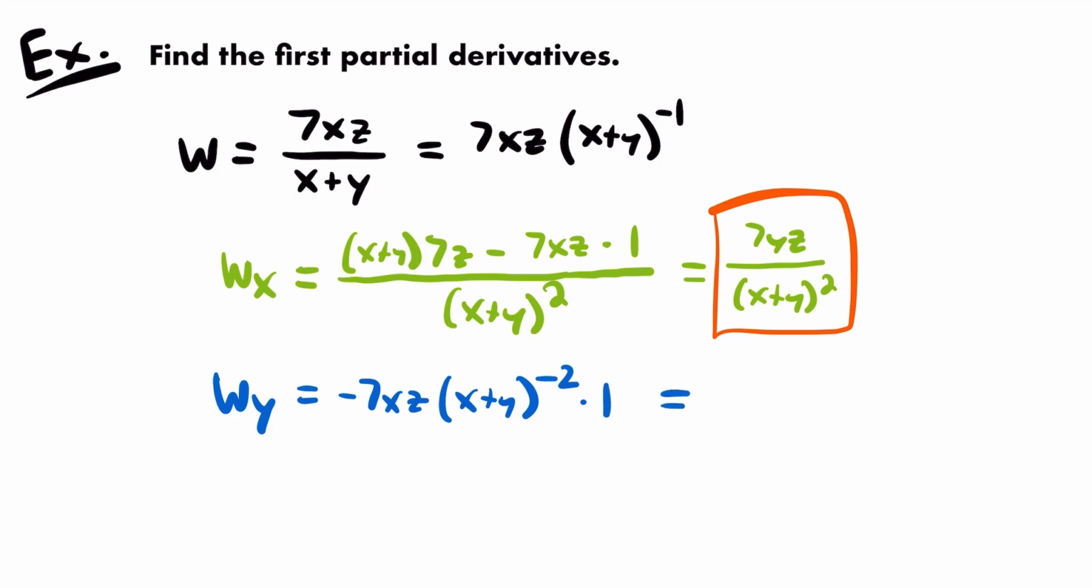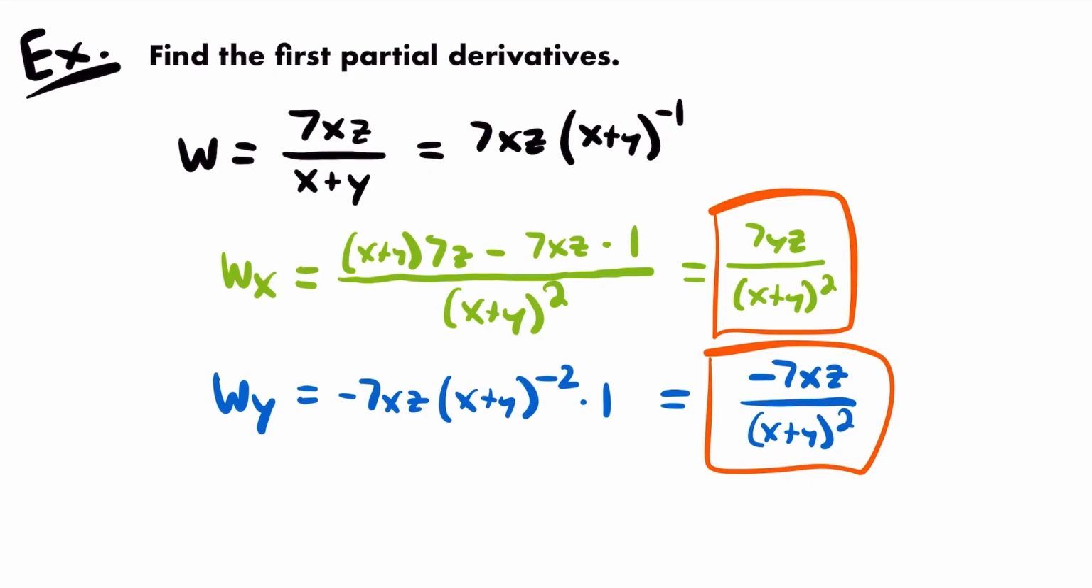And so you could rewrite this by moving this quantity back to the denominator to make that power positive, and you'll find that the partial derivative with respect to y is negative 7xz divided by (x + y)². That is w_y, or the partial with respect to y.